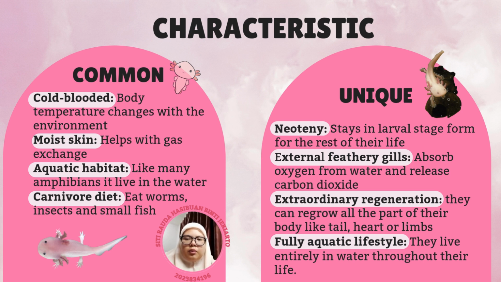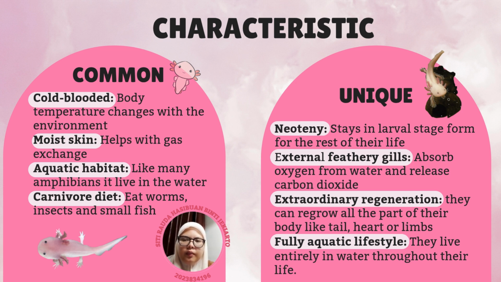Like, they are cold-blooded, meaning that their temperature changes depending on their environment. They have moist skin to help gas exchange. Most amphibians live in aquatic habitats. However, unlike others, axolotls never leave the water. And lastly, they are meat eaters. They eat small animals.